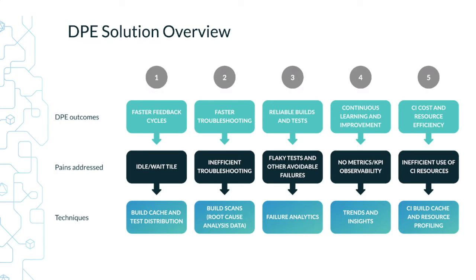Okay, flaky tests and avoidable failures, right? We want reliable builds and tests. Flaky tests. What is a flaky test? It's a non-deterministic test. What does that mean? It means that it's a test that in one environment or setting or for one developer seems to pass, but when it's run in another setting or for another developer, the test fails, right? There's a lot of different reasons that this can occur.